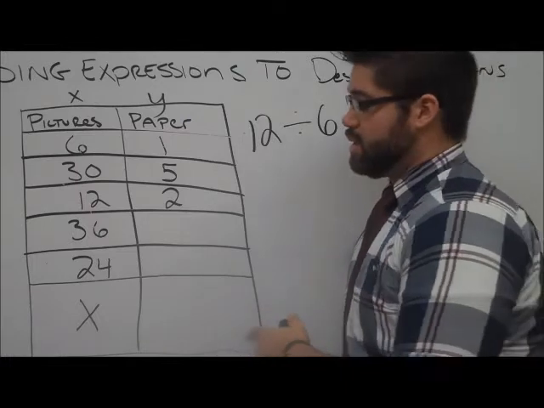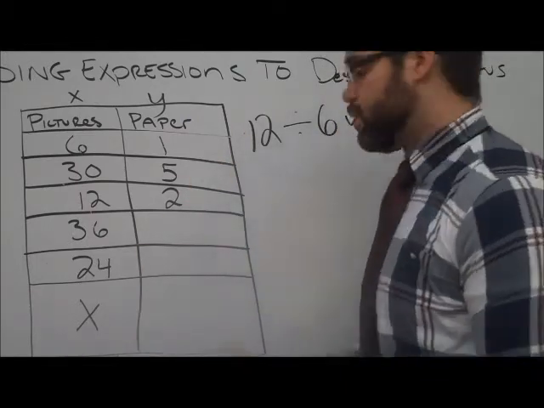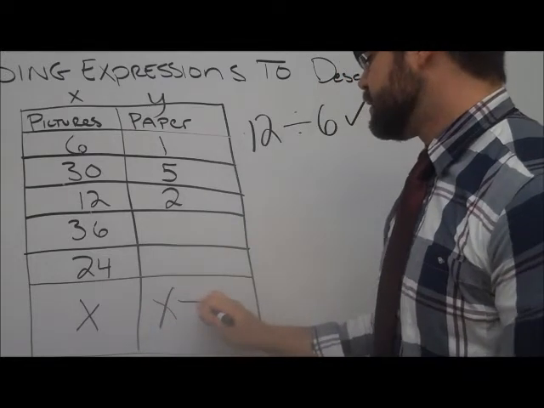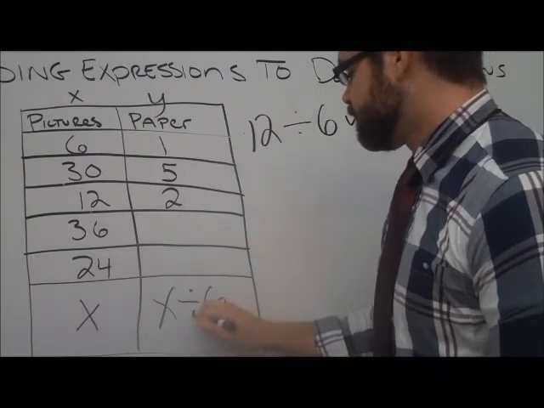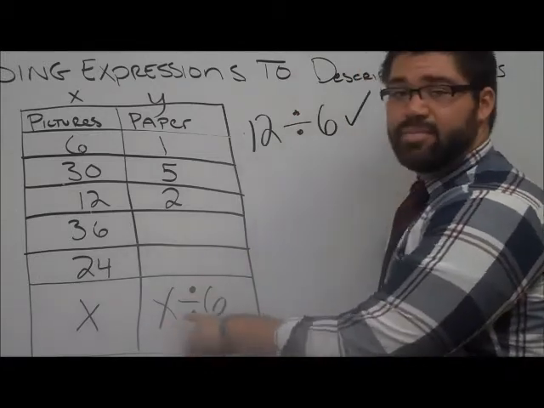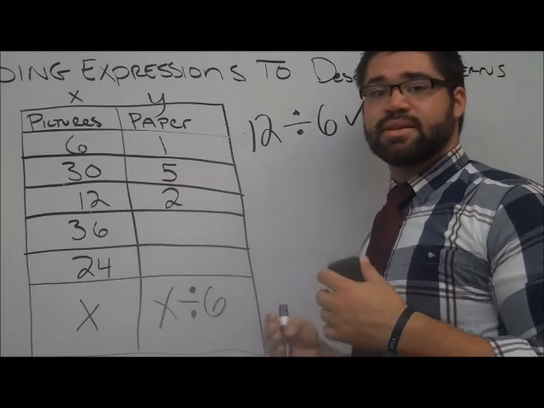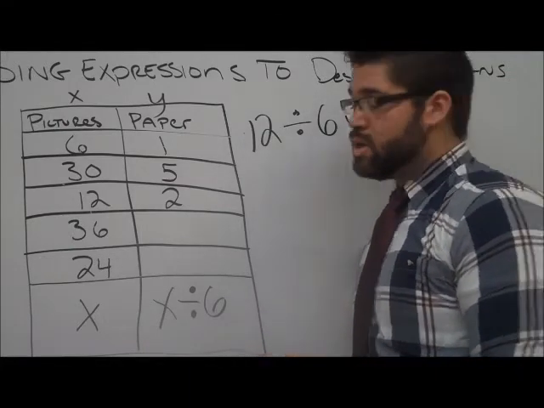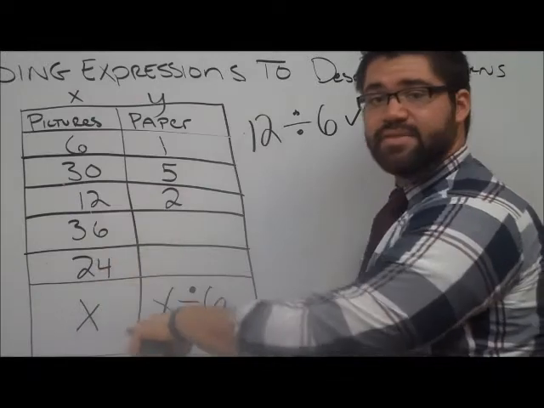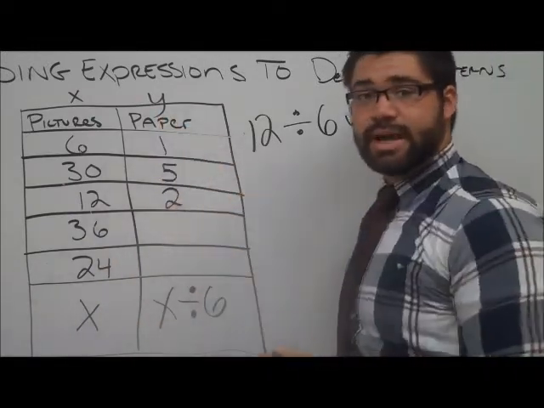It's going to be, and we're just going to skip down to the bottom real quick. If we plug in x, x is our input, right? So it's going to be x divided by 6. X, remember, is a variable. And the variable tells us that we have an unknown value. So we could plug in any of these, and if we follow that same rule, divided by 6, it's going to give us the correct output.